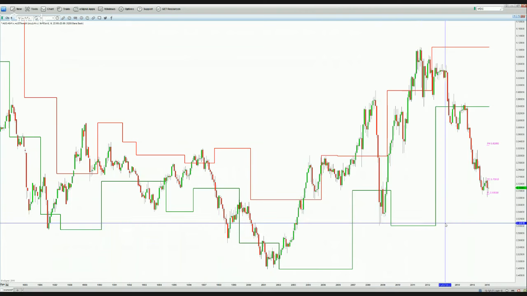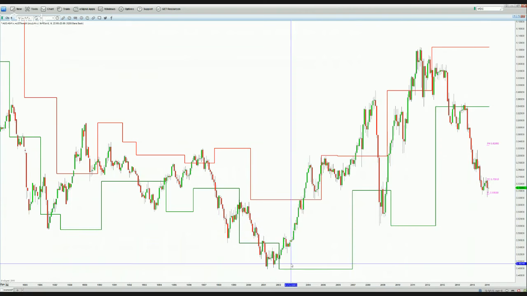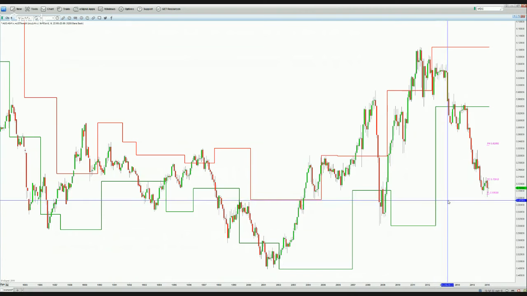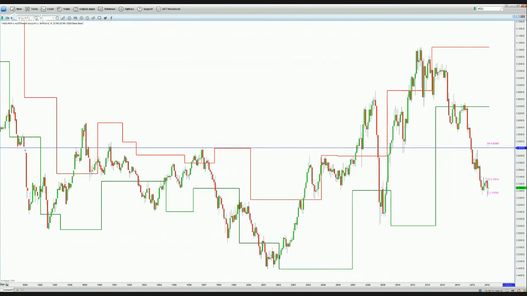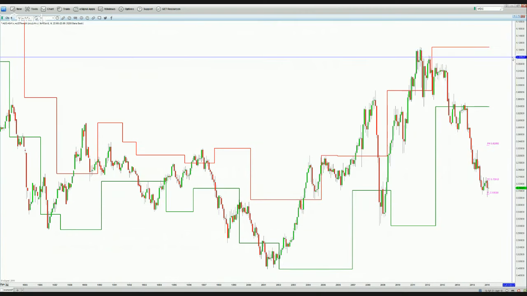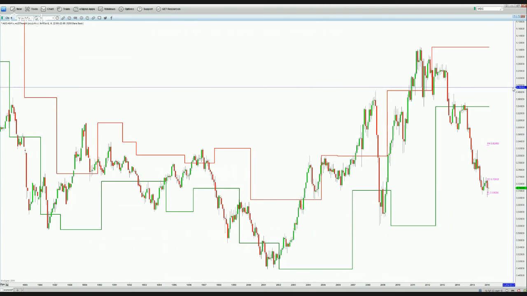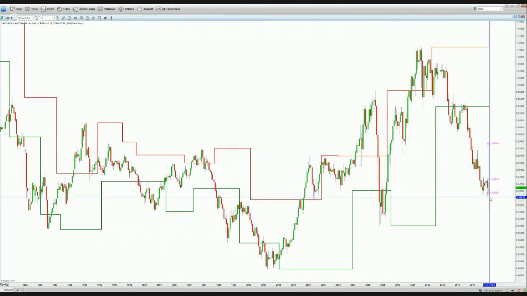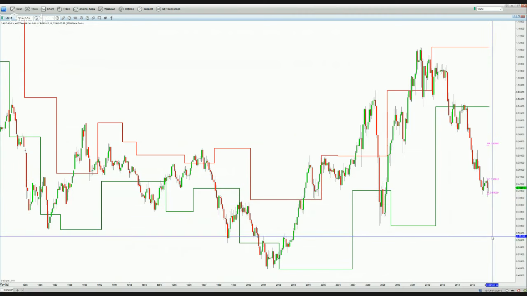Look at this low point, 0.6. Look at this low point, 0.5. So you can see how significant round numbers are. Round numbers are every 1,000 pips. So the distance between 1.1 and 1 is 1,000, and 1 and 0.9 is 1,000. So as a trend trader, what I'm looking for is price to move to round numbers. I'm looking for price to move a minimum of 1,000 pips, really.